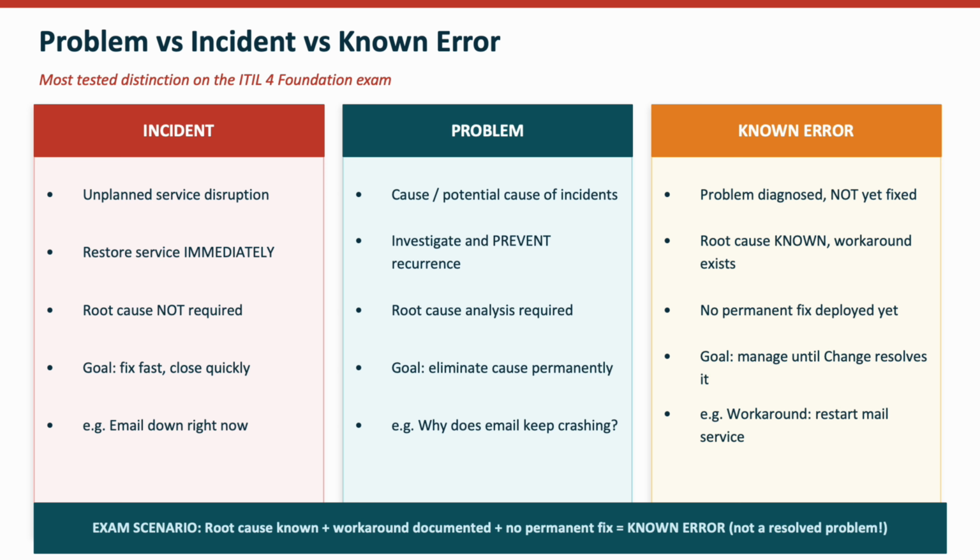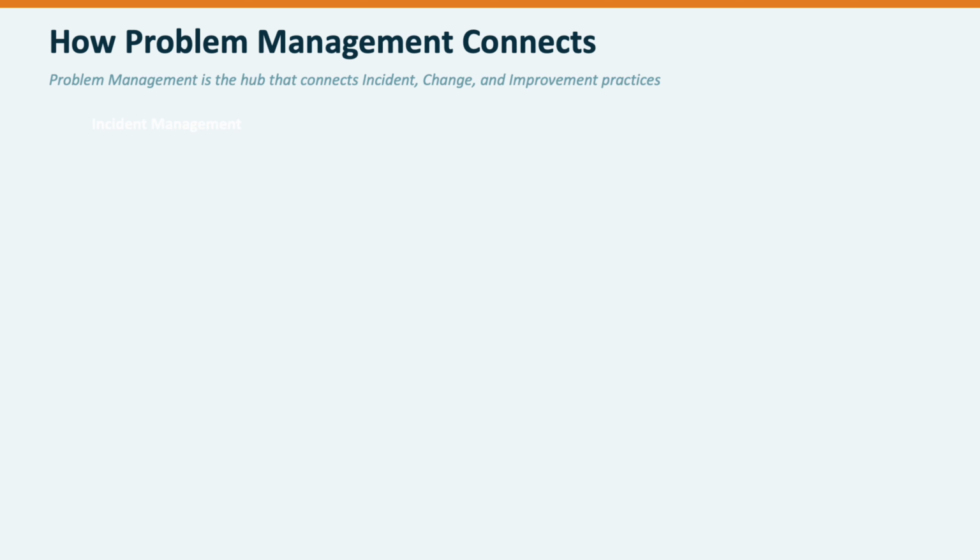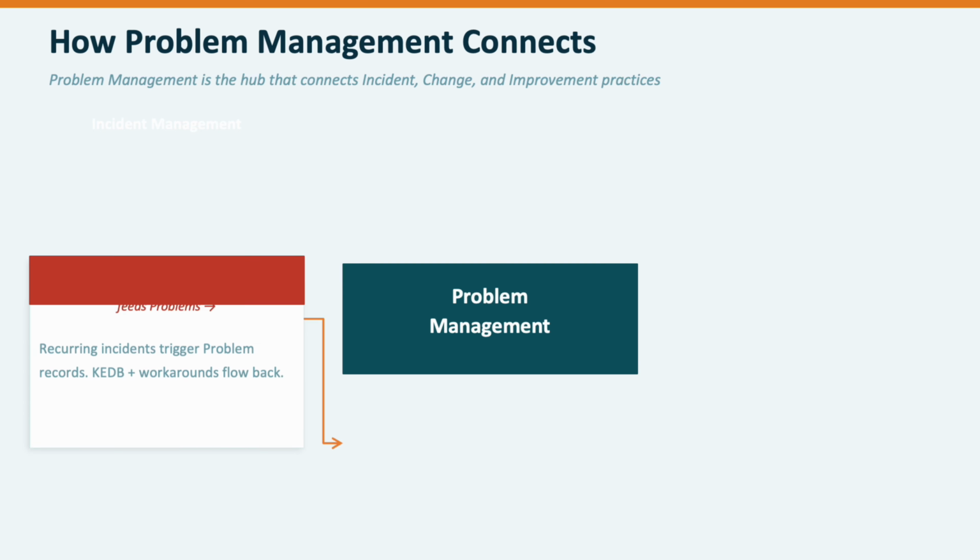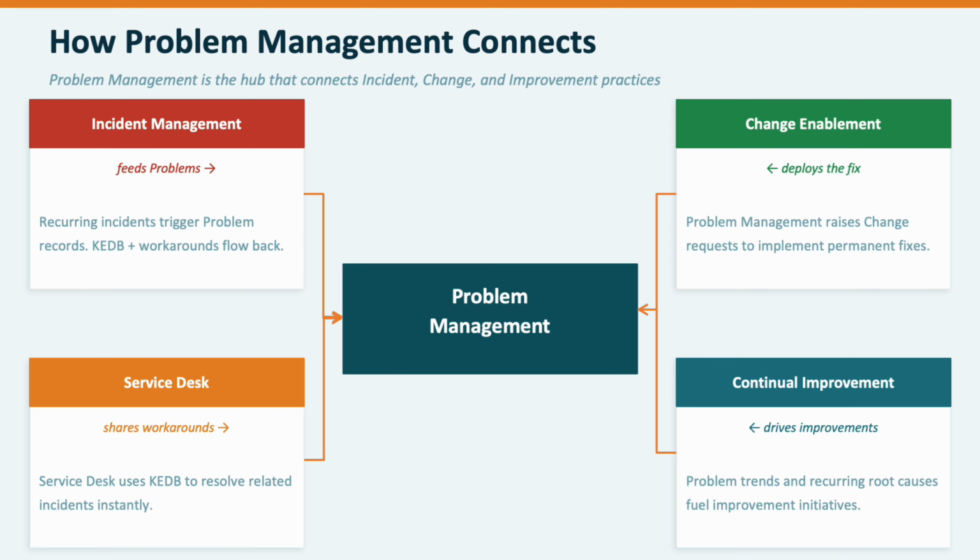Then comes how problem management connects. Try to understand what the parts of problem management are and how they are connected to your other practices, like incident management, service management, then change management and everything. So the first thing is your incident management, right? What is that? It feeds problems. Recurring incidents trigger problem records. KEDB plus workaround flowback. Okay, so recurring incidents are a trigger for a problem.